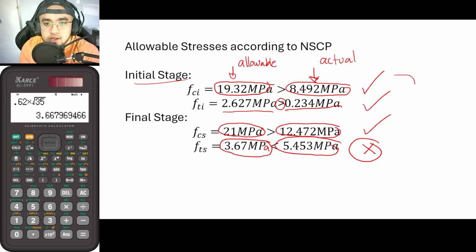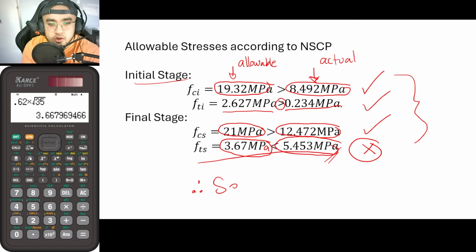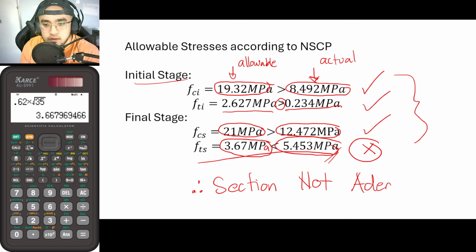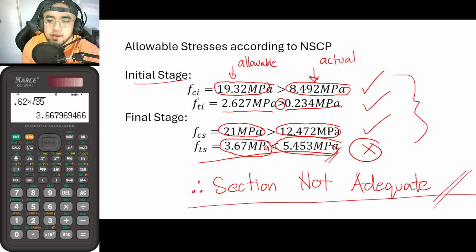So collectively speaking, since one of the criteria was not satisfied, the section is not adequate. Okay, so that is now our final answer for this problem.